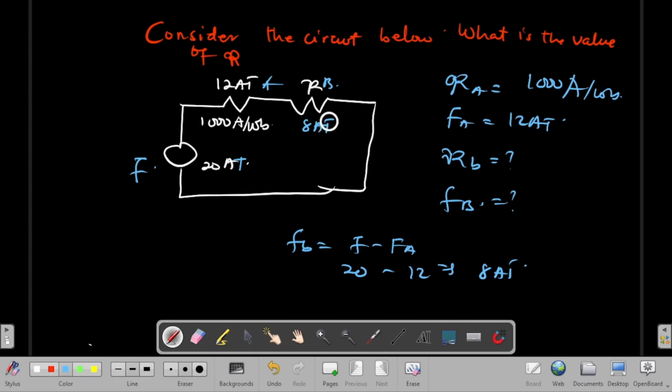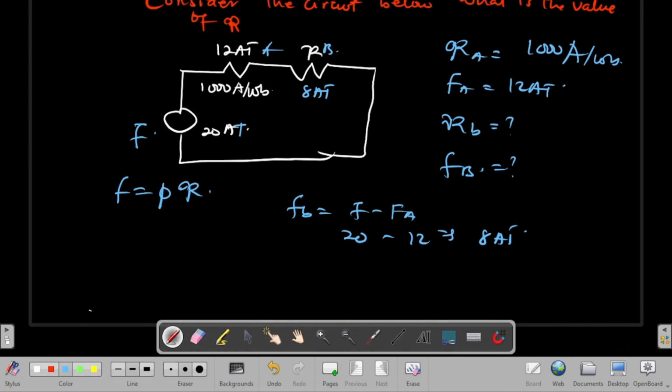Once I have the 8 ampere turns, what do I do? I simply have to find my R. But to find my R, remember the formula. F is equal to our magnetic flux times what? Our R. I know my F, sorry, I don't know my R, right? How do I find my magnetic flux? But I can find my magnetic flux from here. Since they are in series, the same magnetic flux will pass through.